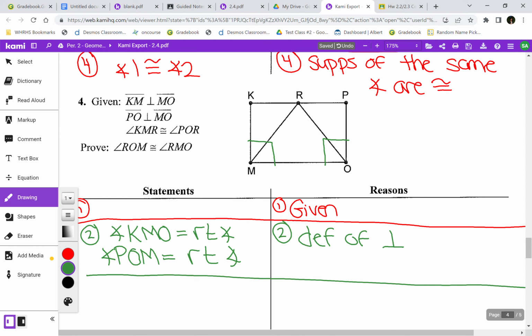All right, so now it says angle KMR. I'm going to call that angle 1. Angle 1, KMR, is congruent to angle POR, which I'm going to call angle 2. What is it that we want to prove? We want to prove that angle ROM, I'm going to call it angle 3, is congruent to angle RMO, which I call angle 4.